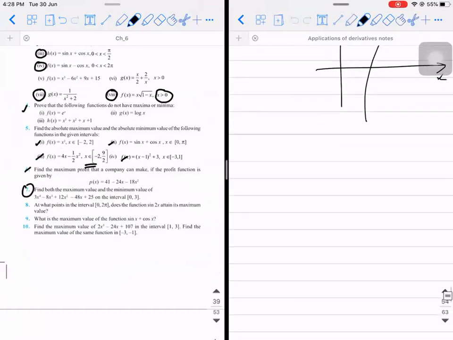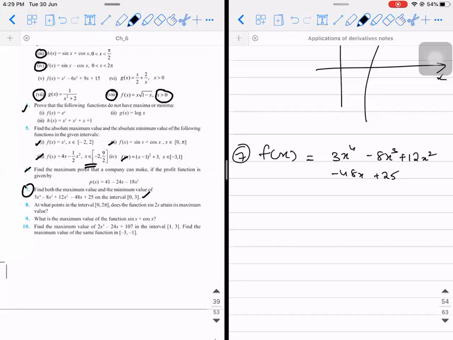So what is the question? f of x is equal to 3x power 4 minus 8x cube plus 12x square minus 48x plus 25. What is the interval? It is 0 to 3, a closed interval. You people remember, no, what you're supposed to do for a closed interval. Apart from the points where f dash of x comes out to be 0, you need to check the function value at the extreme points also. Okay, it is a closed interval.